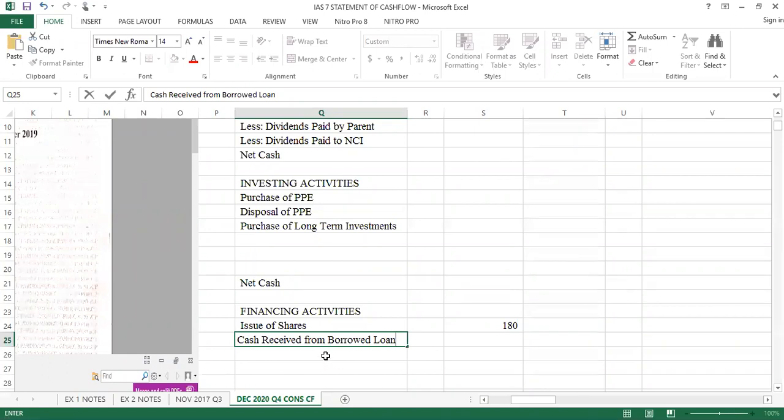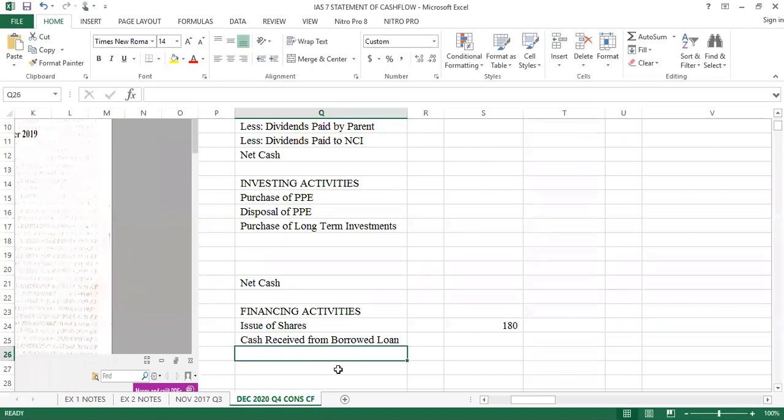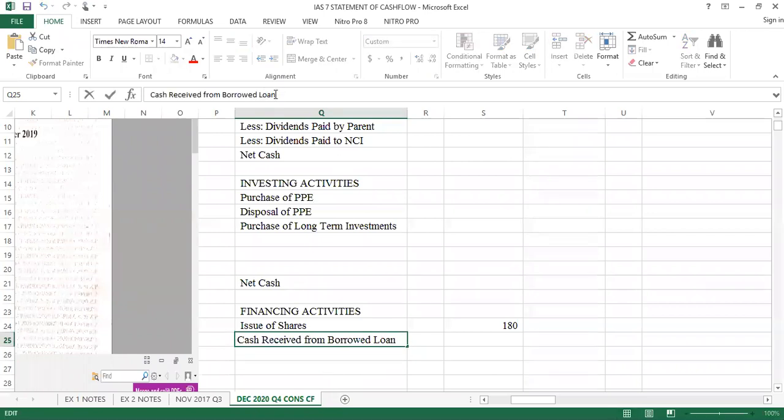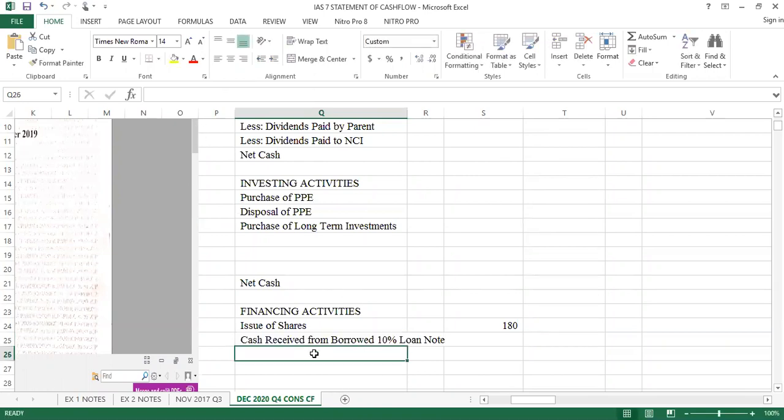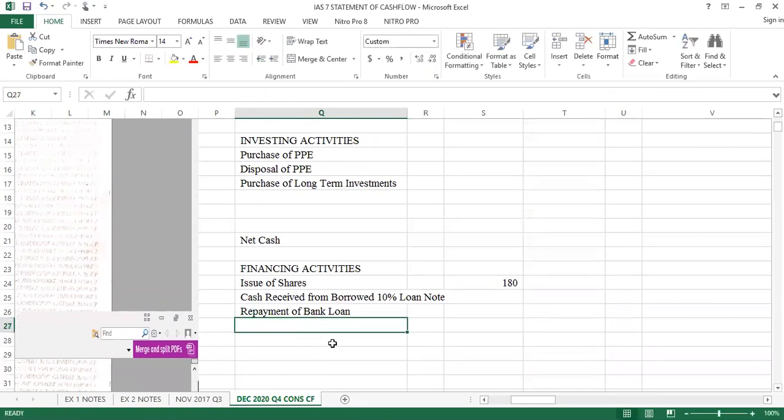Borrowed loan. Next, we can even post that. Okay, cash received. Is it called loan notes so that I don't mix it? From loan notes, from 10% loan note. Next, repayment of what? Bank loan. Repayment of bank loan. So those are the 3 items that we need there.